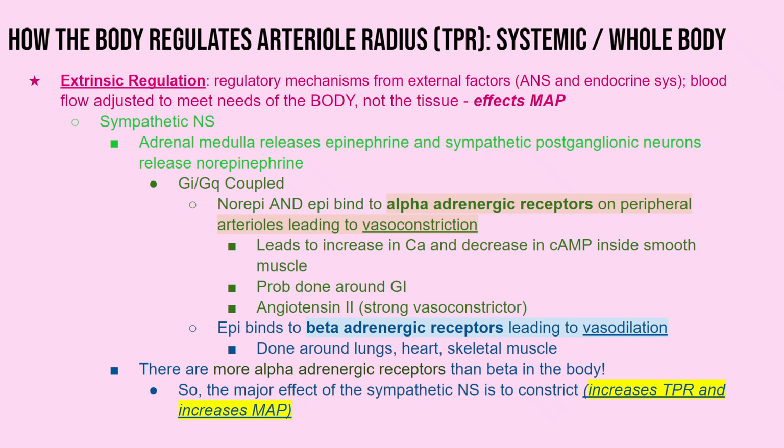Something to think about here is that norepinephrine and epinephrine are neurotransmitters associated with the fight or flight response. Like we talked about a few slides ago, during the fight or flight response, where do we think that we're going to constrict arterioles?